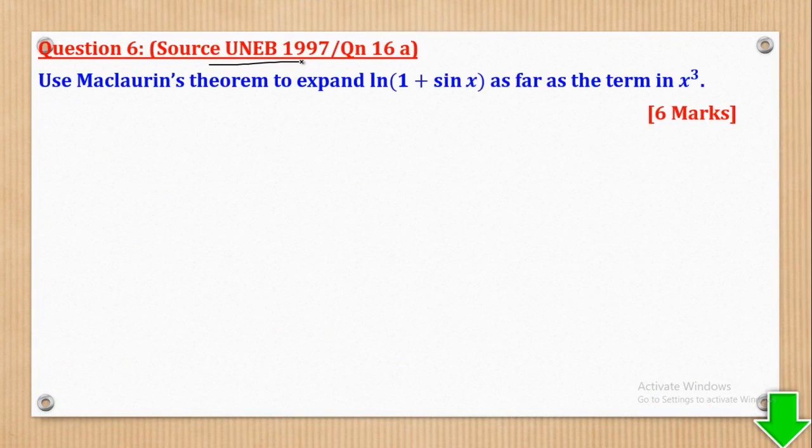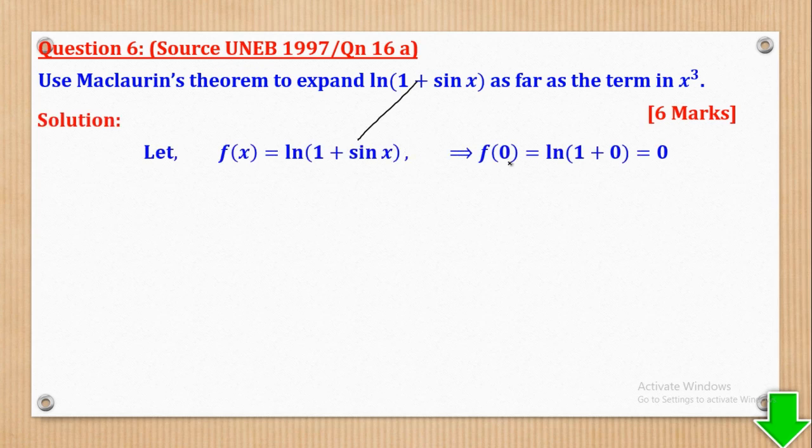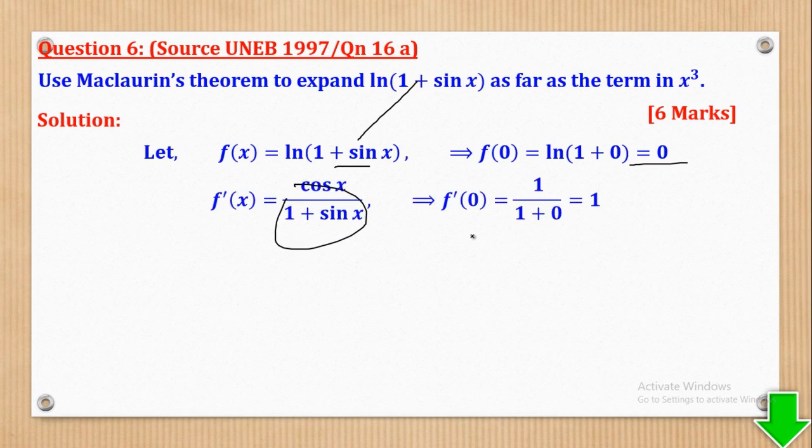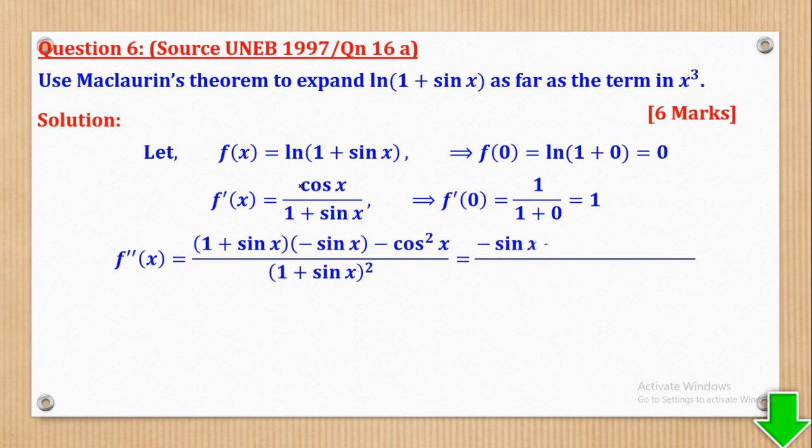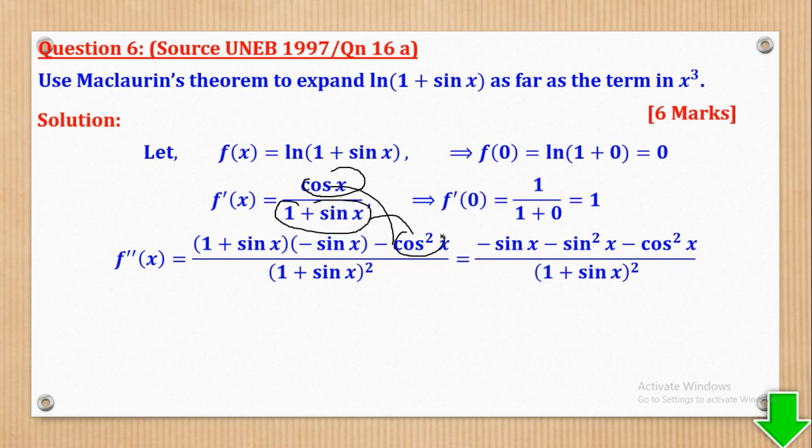Then question 6 came from UNEB 1997, paper 1, question 16a, and says, use Maclaurin's theorem to expand this as far as the term in x cubed. f(x) will be equal to this, therefore substitute x equal to 0, come up with 0. Differentiate this, you come up with this. Substitute x equal to 0, come up with 1. Now this is a quotient, so quotient formula says, keep the denominator constant, which is here, differentiate the numerator, which is there, minus. Keep the numerator constant, which is cos x, multiplied by the derivative of the denominator, which is also cos x, that is why you see here cos squared x. Then divide by the denominator squared, which is there.